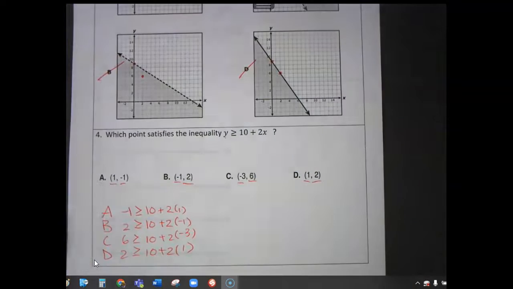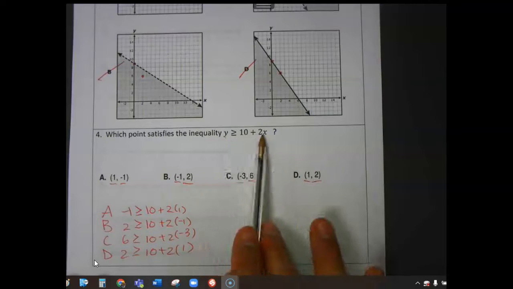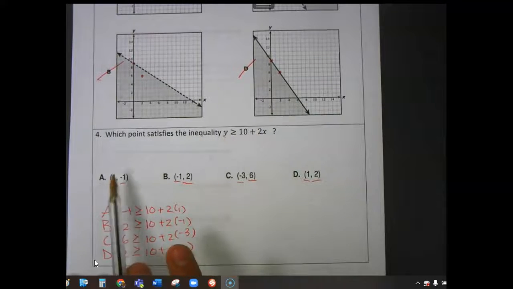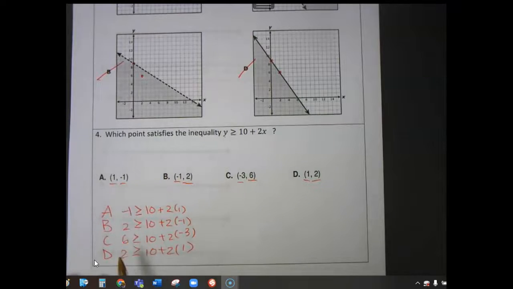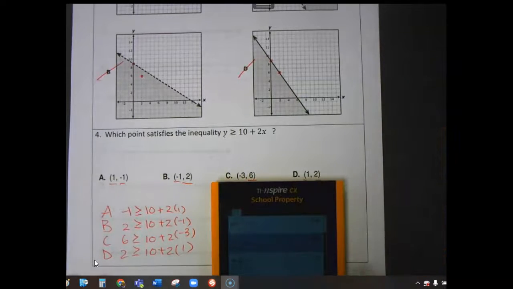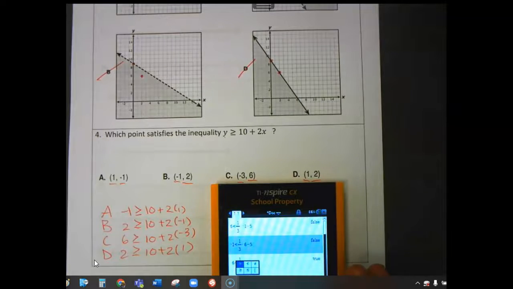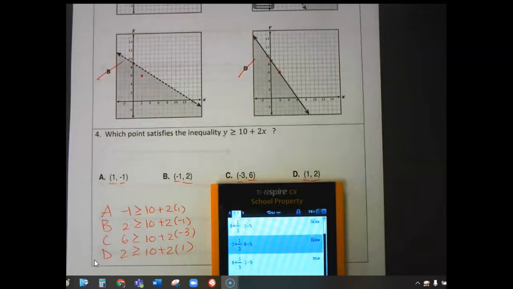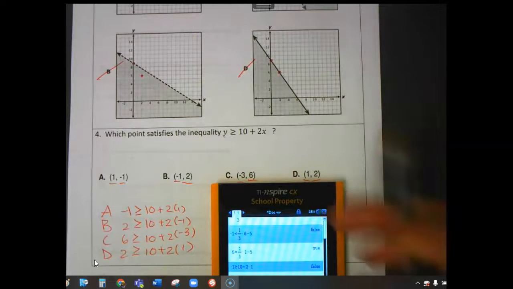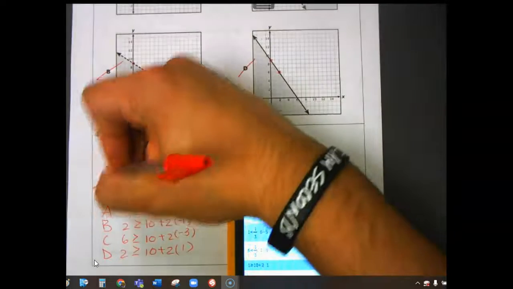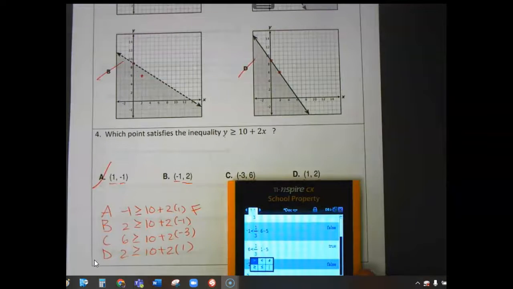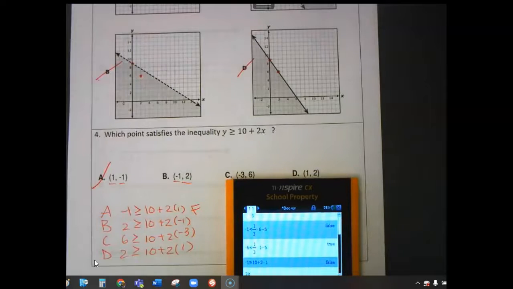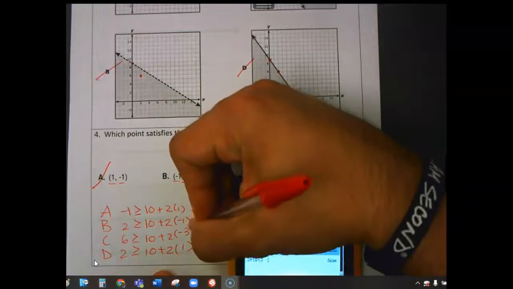Okay? Now, all I did was rewrite this inequality, plugging in x and y, these ordered pairs, for A, B, C, and D. Now all you got to do is plug it in the calculator. Okay? So -1 greater than or equal to 10 plus 2 parentheses 1. Is it true? False. Okay. 2 greater than or equal to 10 plus 2 parentheses -1. Another false.